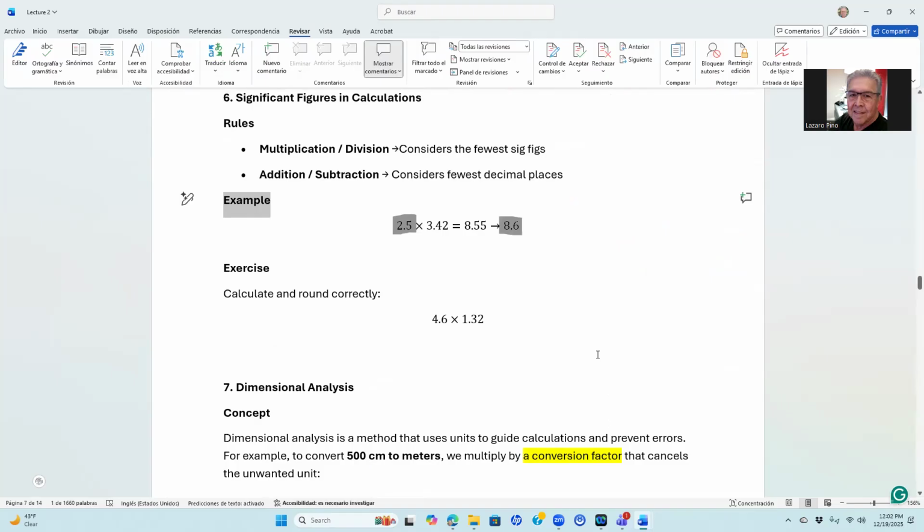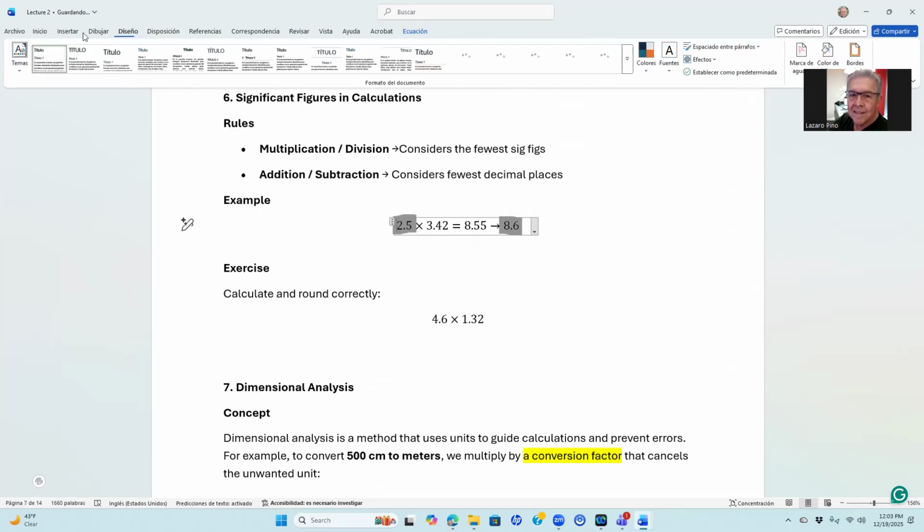Example. 2.5 times 3.42 is equal to 8.55. Okay, what's the problem here?